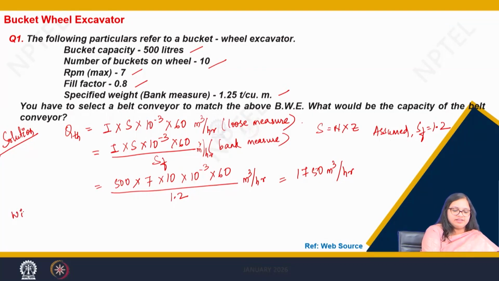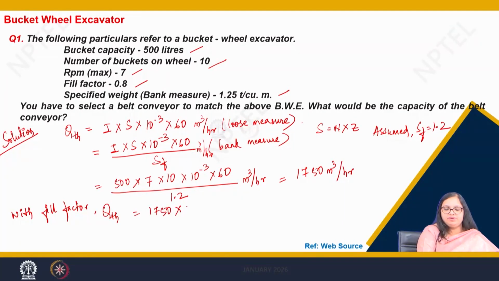So, with fill factor, my Q theoretical is equal to 1750 multiplied with 0.8, because this is the bank measure, and from this 0.8, that is 80% only my bucket gets filled. So, this is equal to 1400 meter cube per hour.